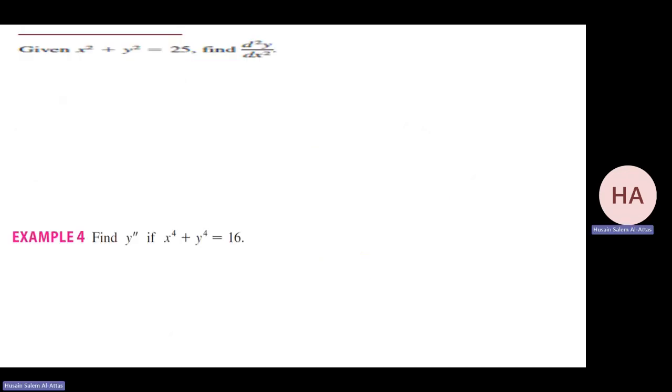Given x squared plus y squared equal to 2, I want the second derivative in this example. So we'll do the derivative 2 times. So that will be 2x, and we differentiate with respect to x. You have 2x plus 2y y prime equals 0. So it means y prime equal minus x over y. Differentiate.